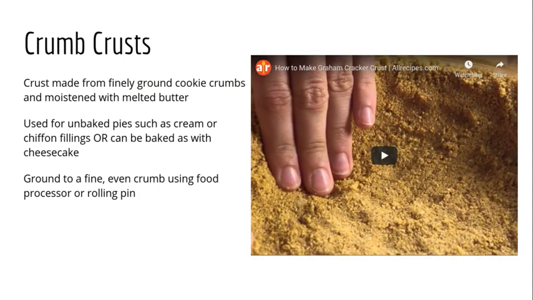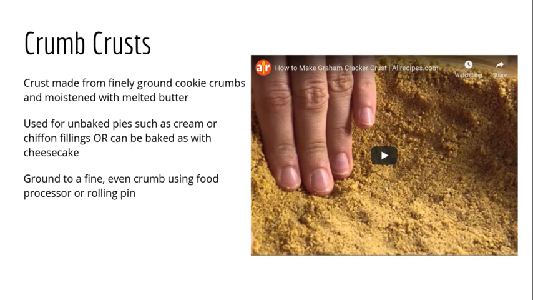Again, that's where you take a crust and you grind up cookie crumbs. I usually do it with graham crackers. That's really popular. And you just moisten it with melted butter. And typically you're using this with cheesecake or chiffon fillings. You can grind your crumbs up a couple different ways.